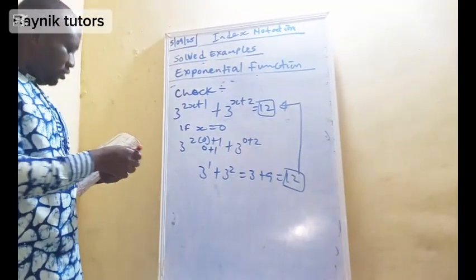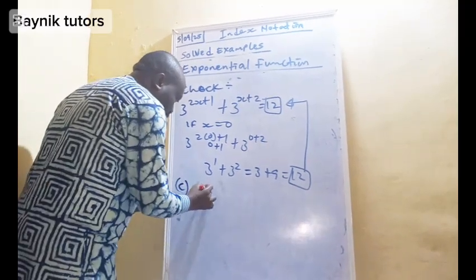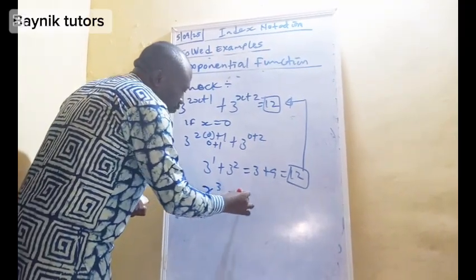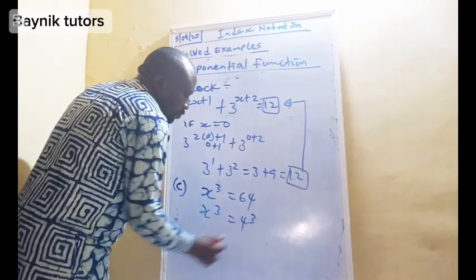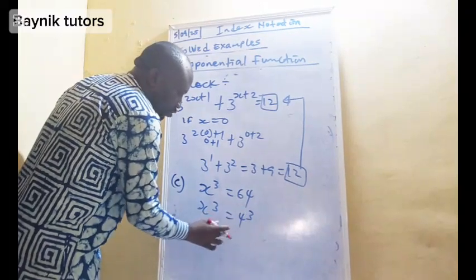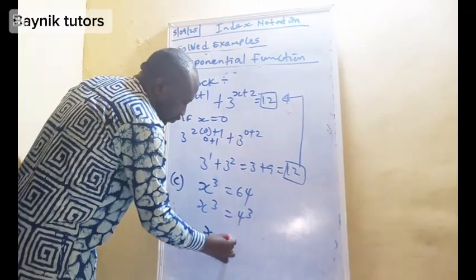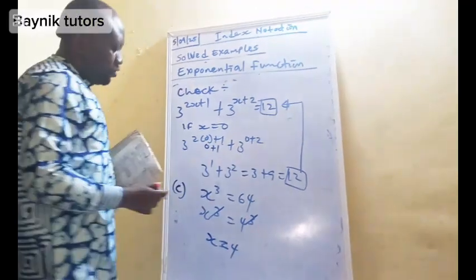So I think there's one small question here, which I also touched. x raised power 3 is 64. So this is x raised power 3. We make 64 a power with base 4. So the same power here, we are equating the base. So x is equal to 4. That's all.